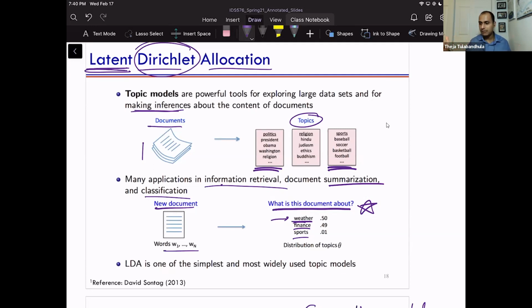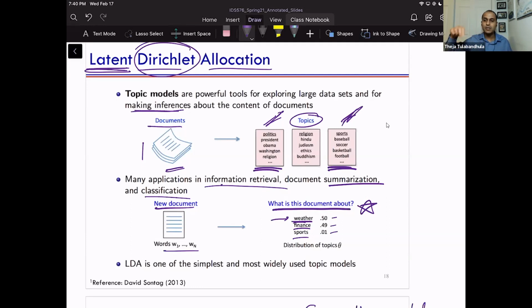Once you learn the alpha beta parameters, those are not the final outputs. The final output is for each document, you can say, this document has a dominant topic being politics, and maybe this other document has a dominant topic being sports, for example. So for each document, you in an unsupervised way figured out, maybe in the training data, that this document has 0.50 weather type of topics, 0.49 finance type of topics, and 0.01 sports type of topics.